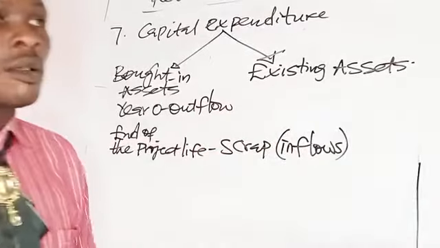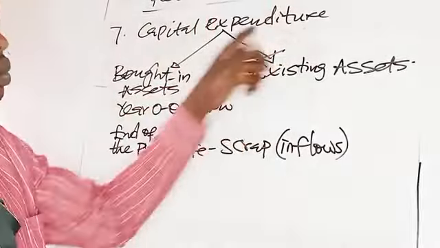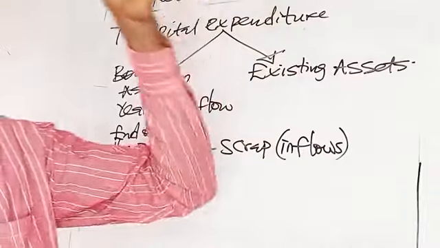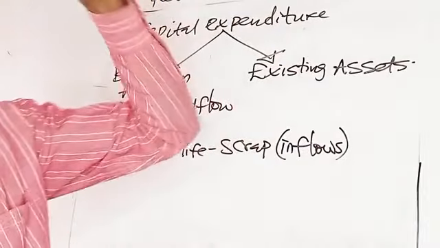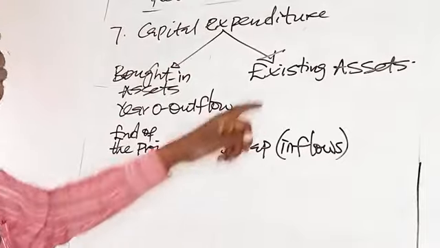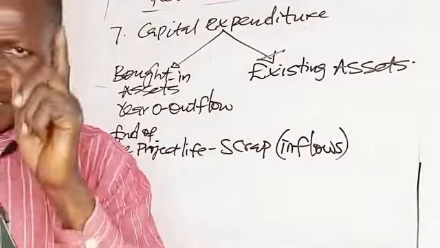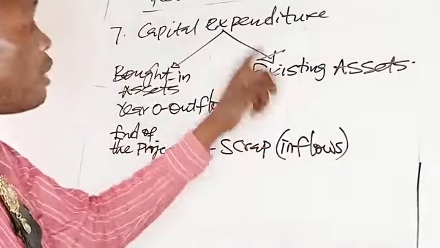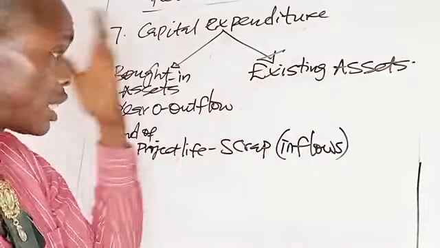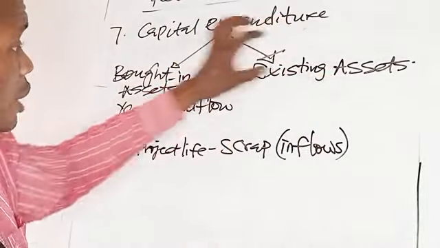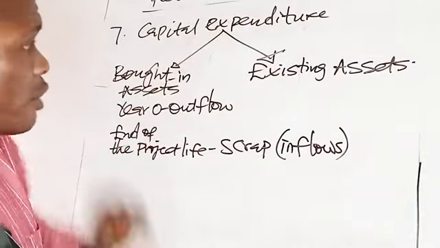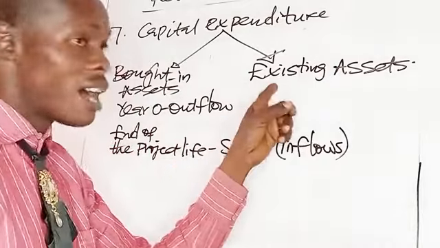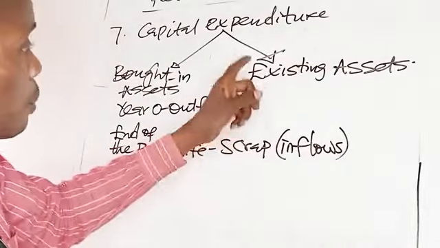Existing assets. Where existing assets will be used in addition to a new one, the market value of the existing asset will be treated as an outflow in year zero and its scrap value as an inflow at the end of the project life. Where you are given an existing asset and that existing asset will be used in addition to a new one, the market value of the existing asset, you use it as an outflow in year zero, while its scrap value as an inflow at the end of the project life.